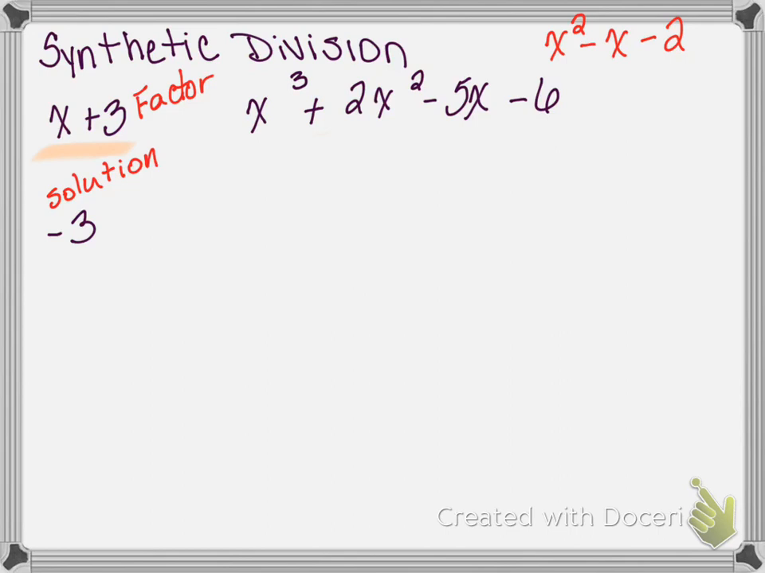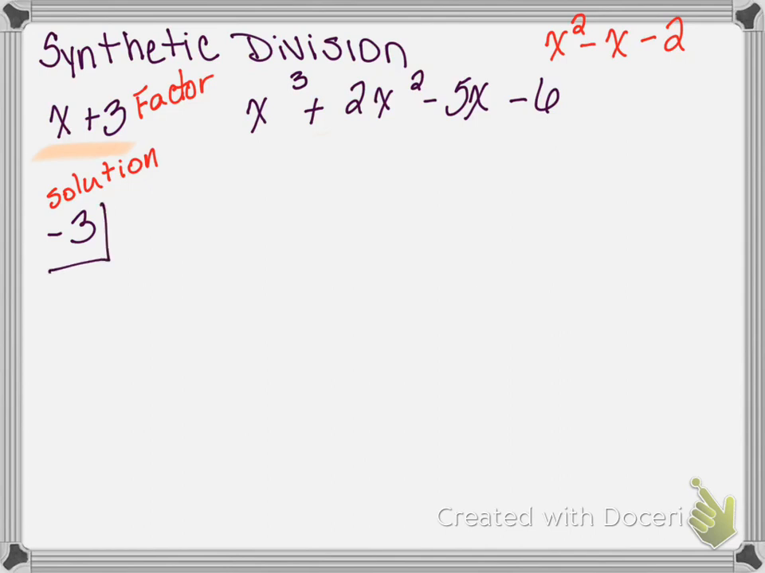And we get that because x plus 3 equals 0 is x equals -3. That's how we get that. So here we go. That's our first step. We take our factor and then we get our solution.